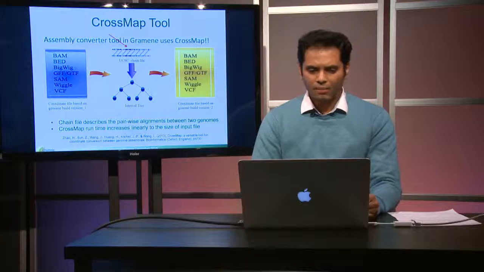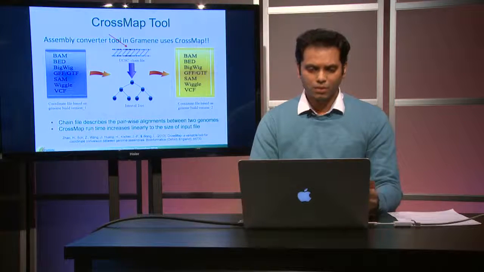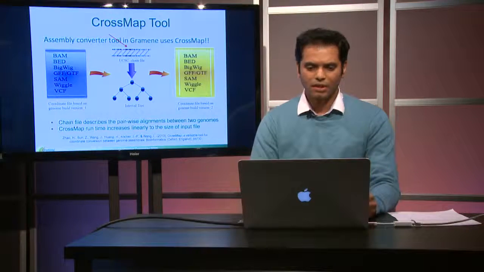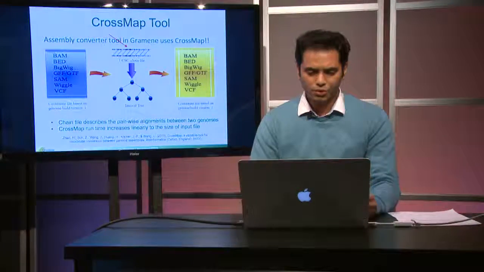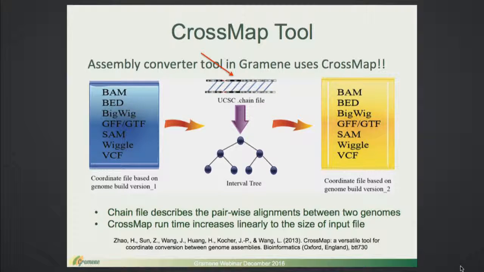The underlying tool for the assembly converter that Gramene hosts is CrossMap. It's an open source tool, and you can find the citation below on the slide. The way CrossMap works is it determines correspondence between the two genome assemblies using the UCSC chain file. The UCSC chain file is nothing but a pairwise alignment between two genomes.